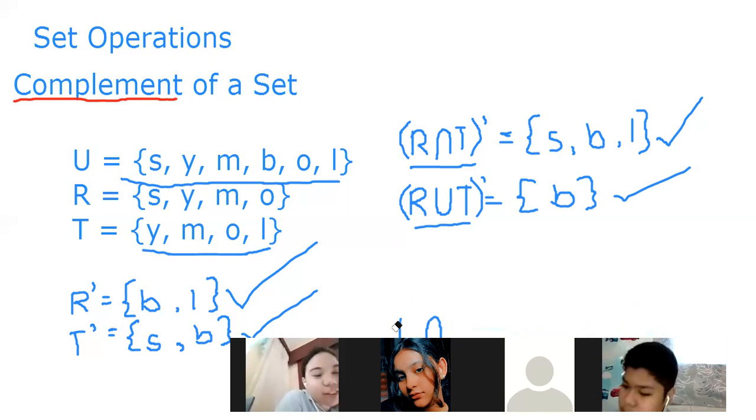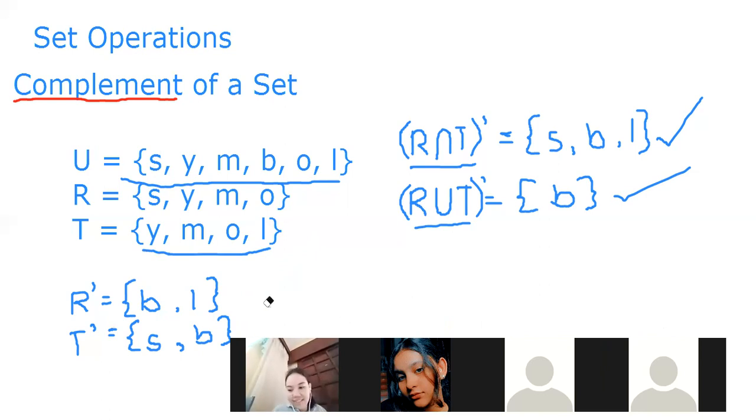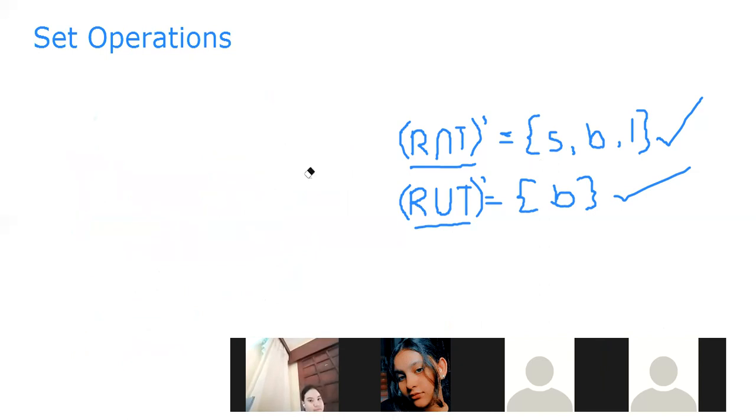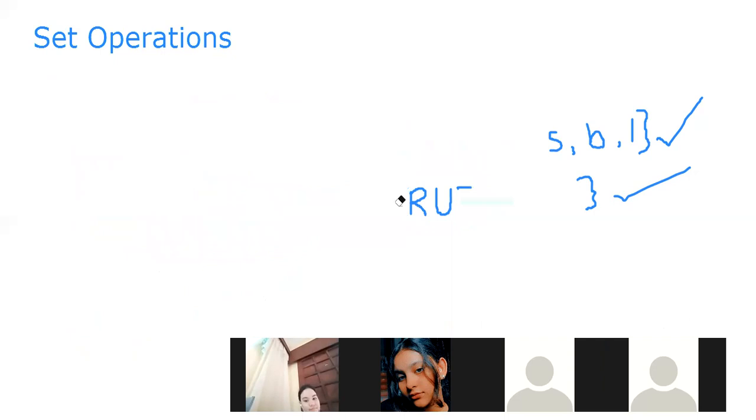Naintindihan ko na po. Kanina po kasi sinulat ko, di ba po sa may R? Kung ano po yung nawawala sa may R, ayun po yung nilagay ko sa T. Ayun po kasi pagkakaintindi ko. Sure, akin din po. So, move tayo to the next lesson. Madami pa yan. Complement pa lang yon, then move tayo.